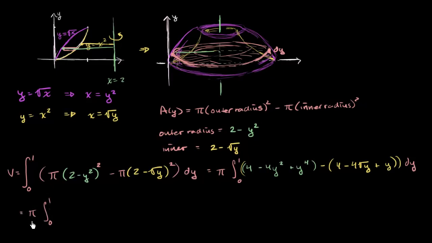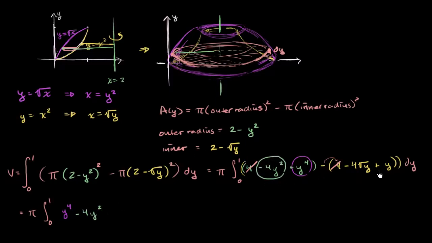And so this is going to be equal to pi times the definite integral from 0 to 1. And let's see if we can simplify this. We have a positive 4 here, but then when you distribute this negative, you're going to have a negative 4. So that cancels with that. And the highest degree term here is going to be our y to the fourth. So we have a y to the fourth. And the next highest degree term right here is this negative 4y squared. So then you have negative 4y squared. That's that one right over there.